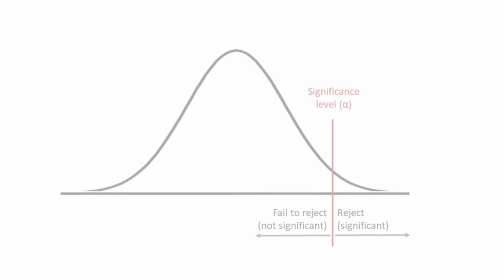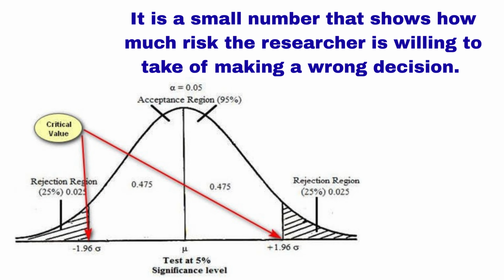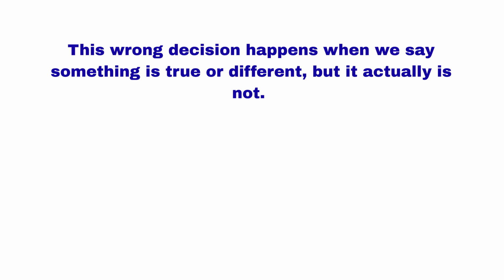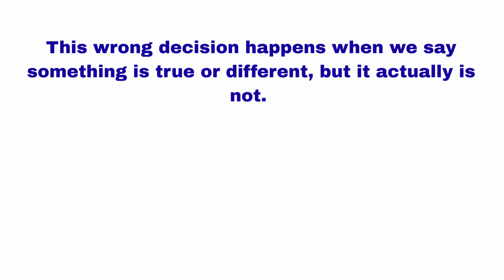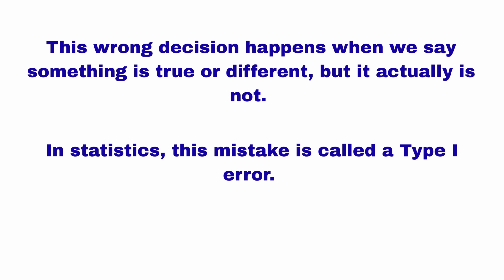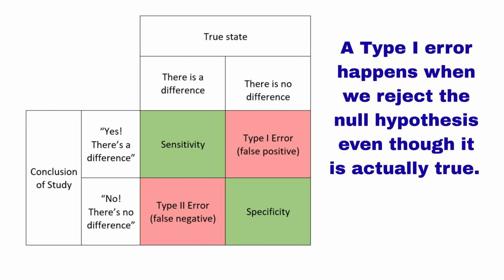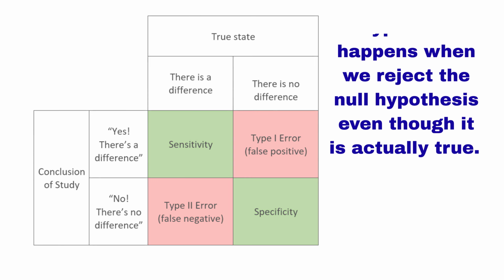Now, what is the level of significance? It is a small number that shows how much risk the researcher is willing to take of making a wrong decision. This wrong decision happens when we say something is true or different, but it actually is not. In statistics, this mistake is called a type 1 error. A type 1 error happens when we reject the null hypothesis even though it is actually true.